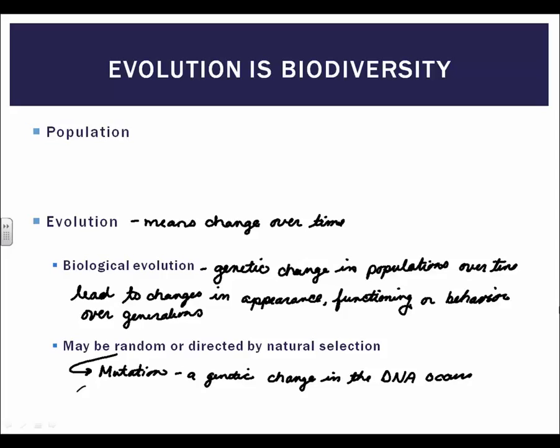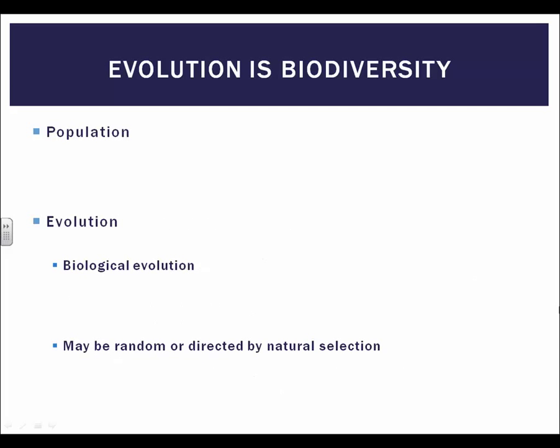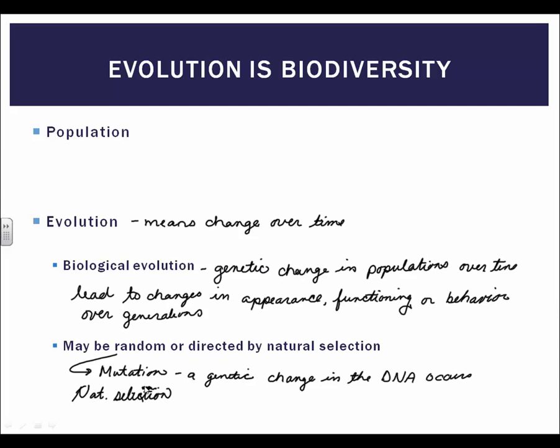The second one is via natural selection. Natural selection is the process in which individuals that have certain traits are more likely to survive and reproduce under a particular set of environmental conditions than those without the traits.